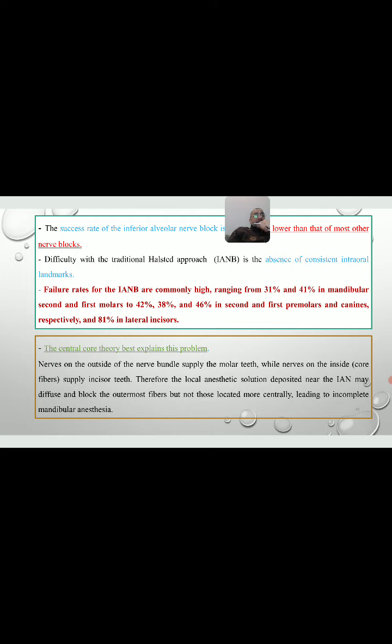Failure rates for inferior alveolar nerve block are commonly high, ranging from 31% up to 41% in mandibular second and first molars, up to 42% and 38 to 46% in the second and first premolars and canines, respectively, and 81% for the lateral incisor.